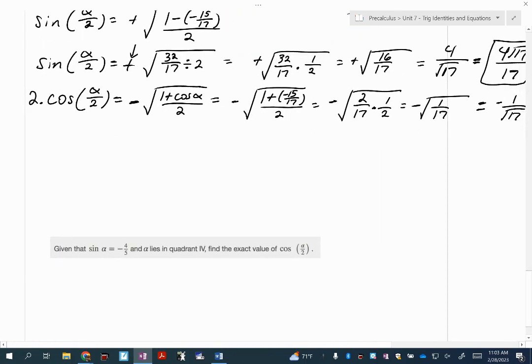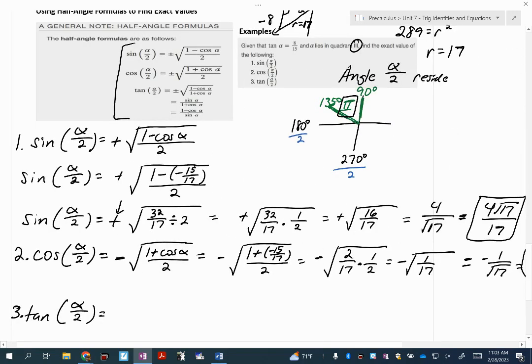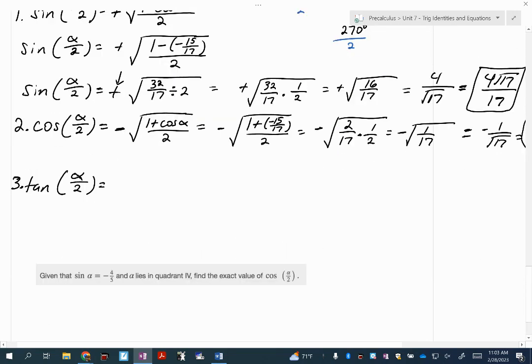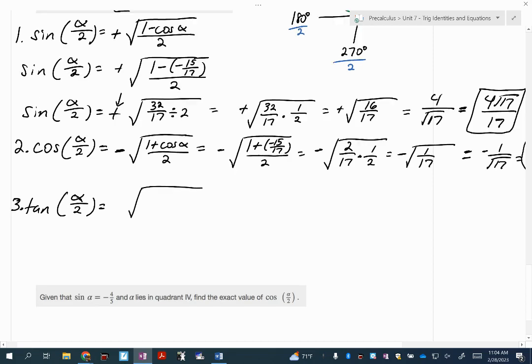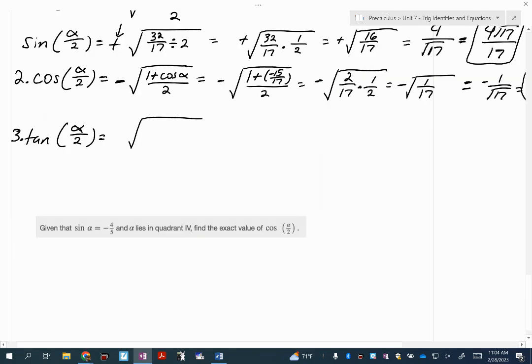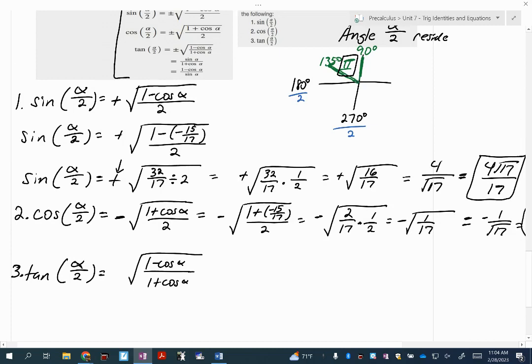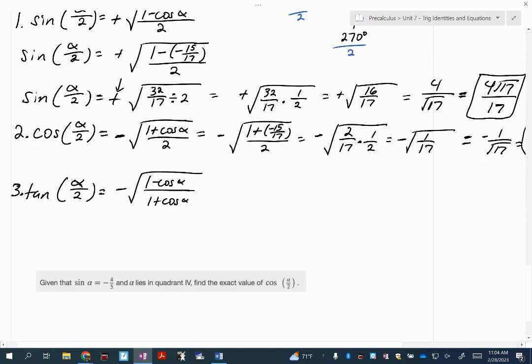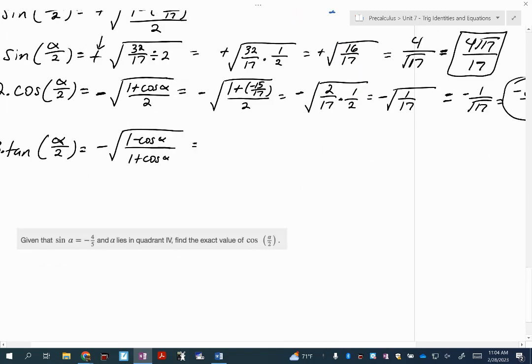Let's do the last one, 3, which I believe is tangent of half of alpha. So tangent of half of alpha is going to be plus or minus the square root of 1 minus cosine alpha over 1 plus cosine of alpha. Let's decide. We're in the second quadrant still, so this still needs to be a negative. Only sine was positive. Plug in the stuff that we know.